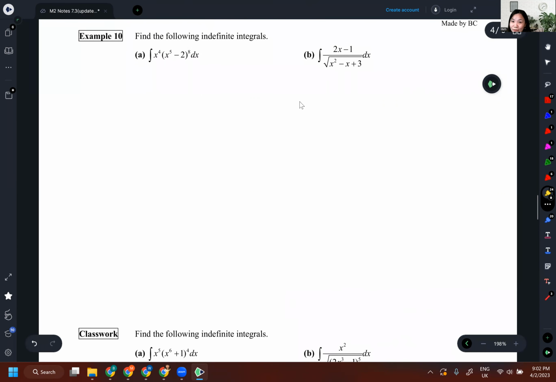So this is the integral of x^4 (x^5 - 2)^8 dx. First, I notice that the numbers 4 and 5 look very suspicious. So I will swap the order. I will put x to the power 4 next to dx, because later on you will see my substitution. This is my substitution.